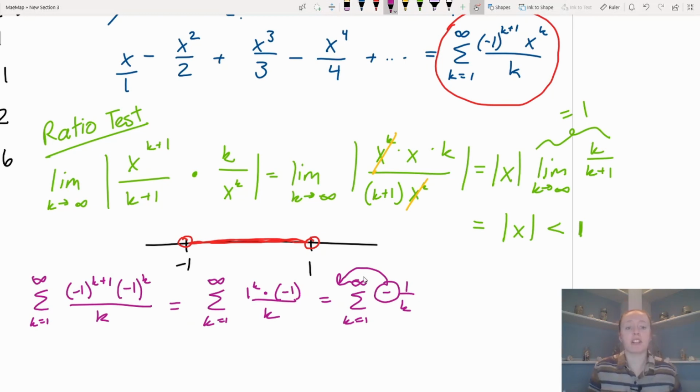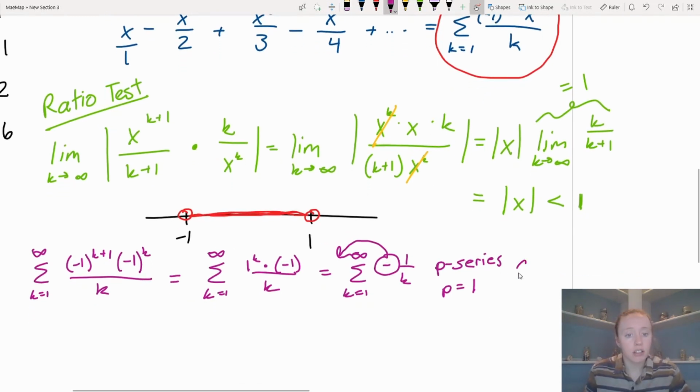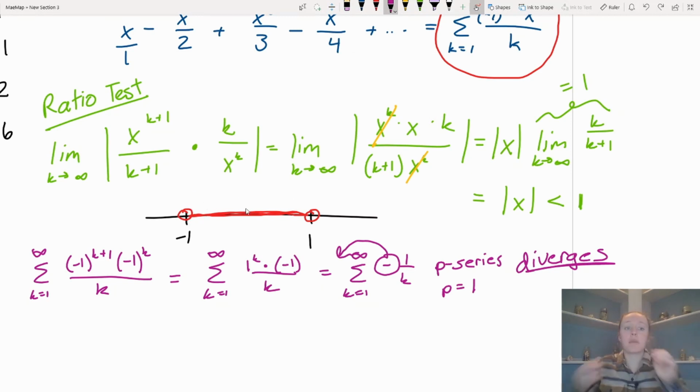So what do I have here? I have a p series, right? What's the value of p for my p series? My p value is equal to 1. So I actually have the harmonic series, which with that p value of 1 for the p series, we know this diverges. So we are indeed leaving an open circle at -1. Because we diverge when x is equal to -1, -1 is not included in our interval of convergence.